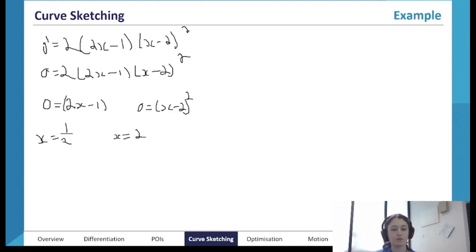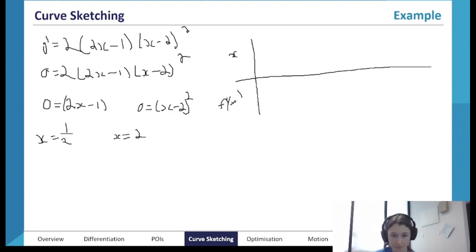Okay, moving on. Now I need to determine the nature of these stationary points. So we need to use a table of values as the question specified. We're going to have x, and we're going to have our first derivative. So we're going to have x equals a half, x equals 2, then we're just going to pick values in between these. So we're going to have 0, 1, 3. We know that at a half and 2, our first derivative is going to be equal to 0.